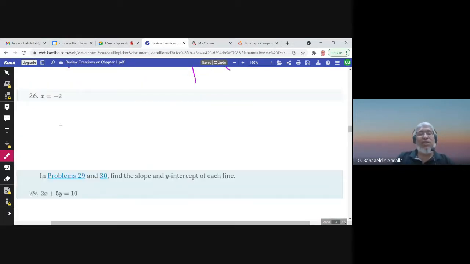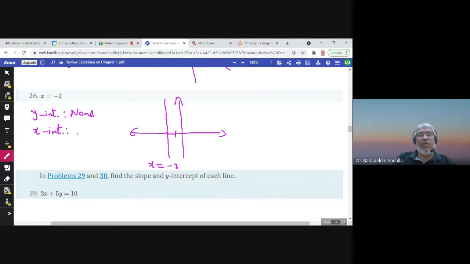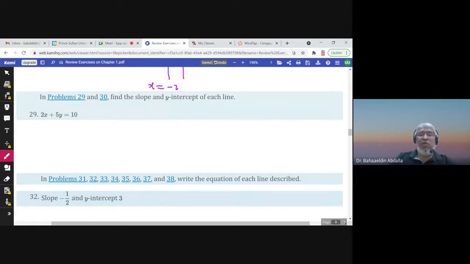x equals -2, this is a vertical line, 1, 2, so this is the graph of the vertical line x equals -2. The y-intercept is none, there is no y-intercept. The x-intercept is -2. Find the slope and y-intercept of each line.